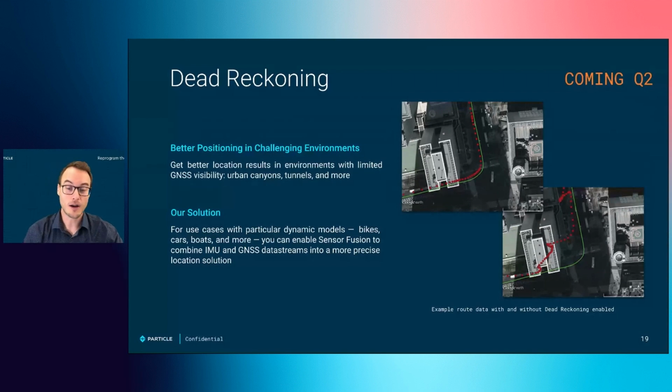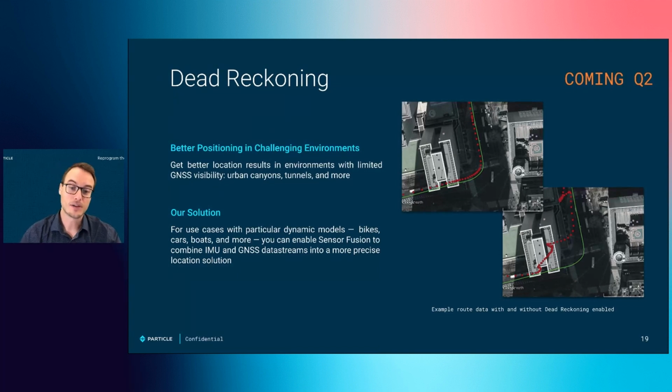For those of you who are unfamiliar with dead reckoning, this is a way to combine other sensor measurements, which in our case is a 6-axis IMU, with the GNSS data streams coming from the satellites using a statistical model in a method called sensor fusion. This allows for more precise positioning results because we're taking the dynamics of that particular asset into account when we're trying to figure out where it is in the world.